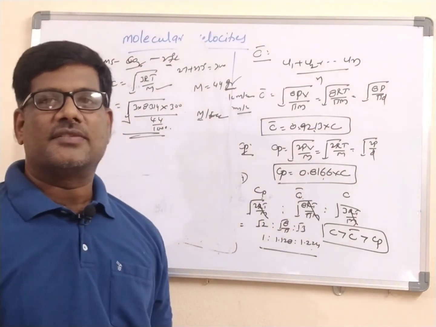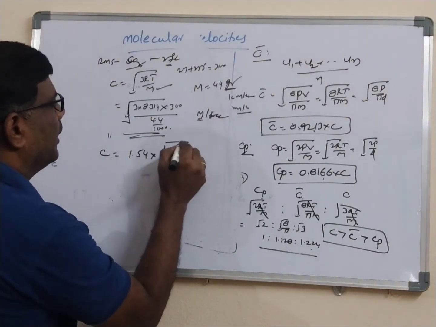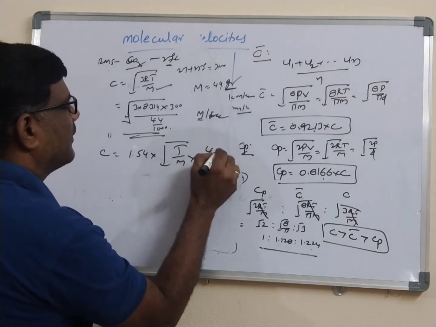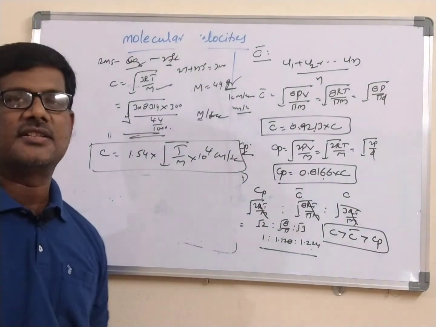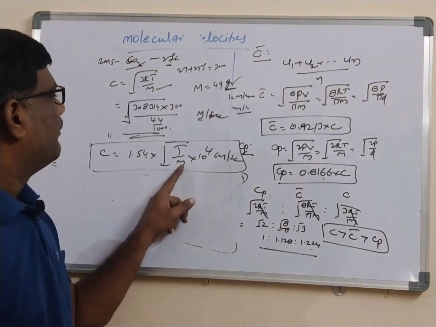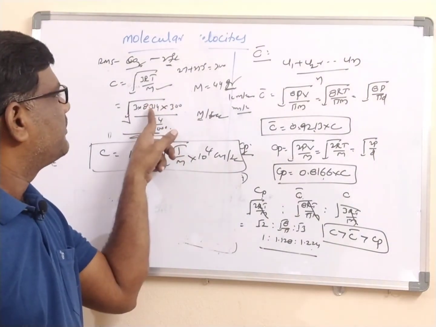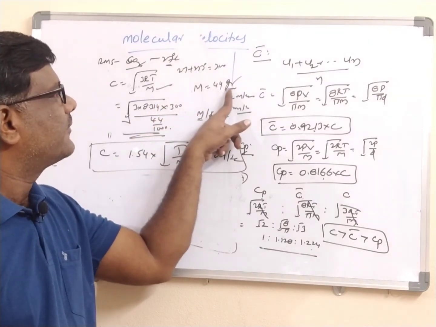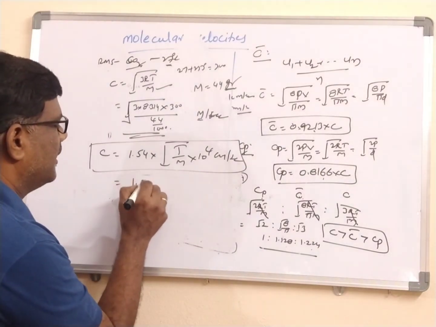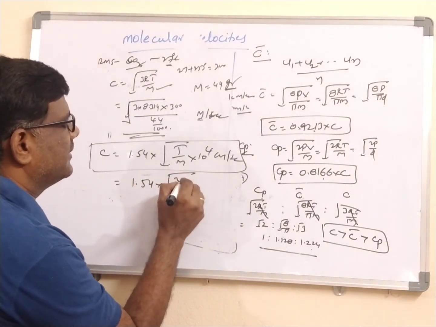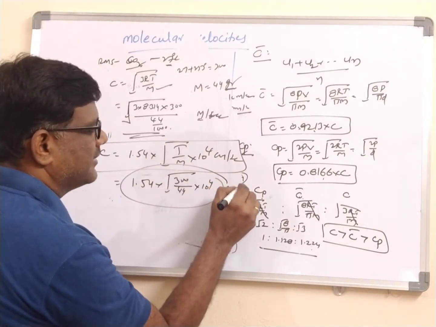Here I will give you one shortcut for your MSET examination. C is equal to 1.54 into root of T by M into 10 to the power of 4 centimeters per second. This is a shortcut to calculate the RMS velocity. Temperature is 300, and mass is just 44, you take only the 44. Here, since I am taking 8.314 joules in the SI system, 44 grams must be converted into kilos, 44 by 1000. With the shortcut, no need to substitute anything else, just substitute 1.54 into the square root of temperature 300 divided by mass 44, into 10 to the power of 4 centimeters per second, and you will get the answer.